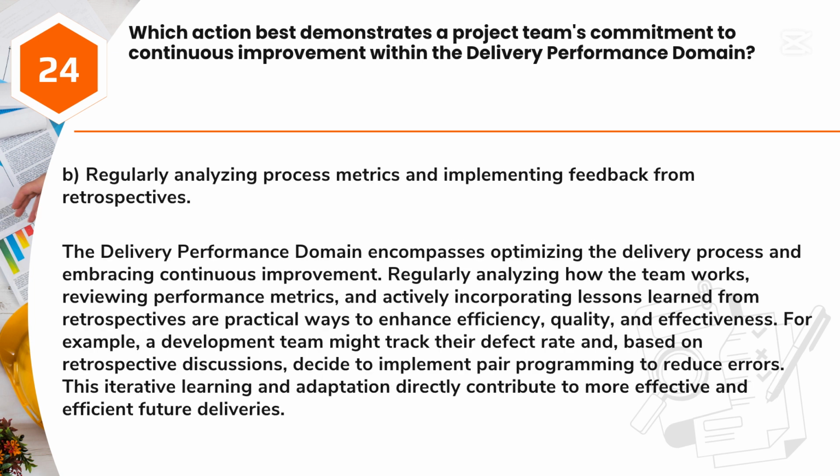Answer: B. Regularly analyzing process metrics and implementing feedback from retrospectives. The delivery performance domain encompasses optimizing the delivery process and embracing continuous improvement. Regularly analyzing how the team works, reviewing performance metrics, and actively incorporating lessons learned from retrospectives are practical ways to enhance efficiency, quality, and effectiveness.